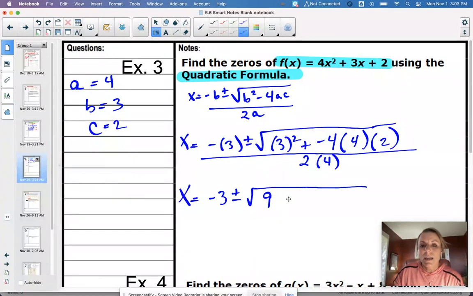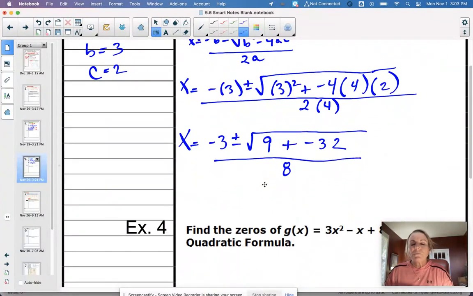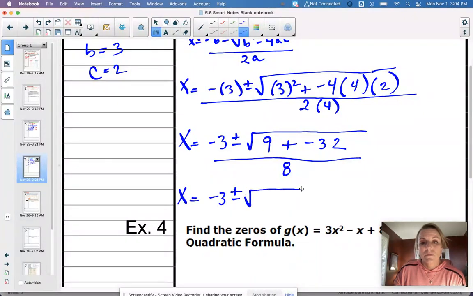3 squared is 9 plus a -4 times 4 is a -16 times 2 is a -32. That's why I'm having you do plus a negative, because then you know when to give the negative, when not to. And that's where I see most of the errors, is right here. 9 plus a -32 is a -23.